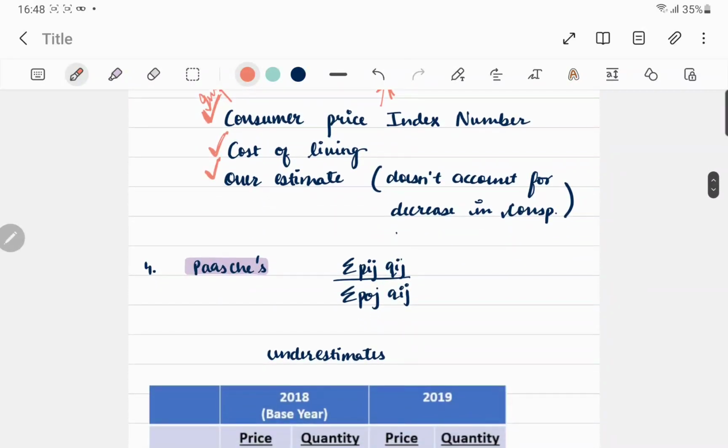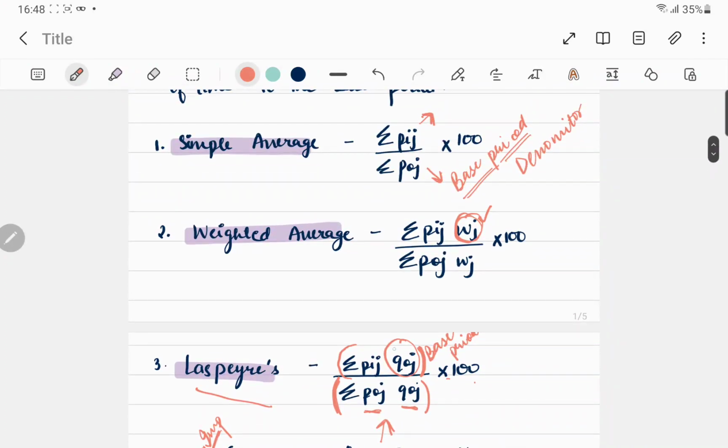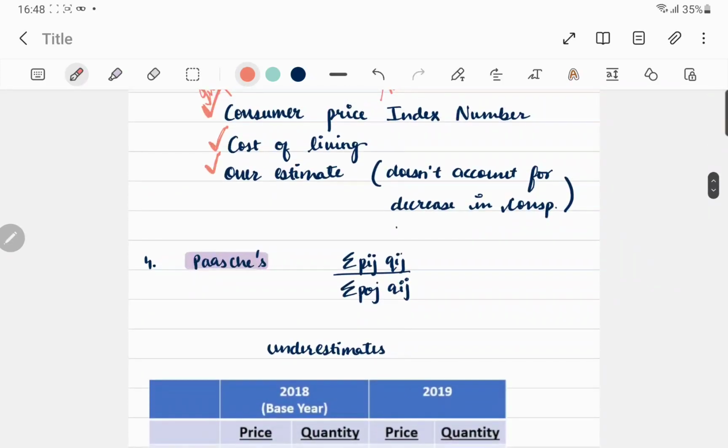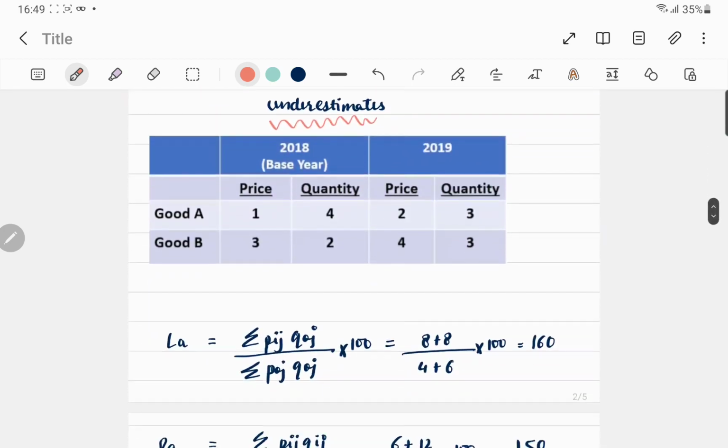Next one is Paasche's index. In Laspeyres' the weight is the quantity of the base period. However, in Paasche's, the quantity is of the current period, and hence we underestimate the value, because again the quantity consumed in the base period is more, so we end up underestimating the value. We will quickly see an example to understand this concept better.